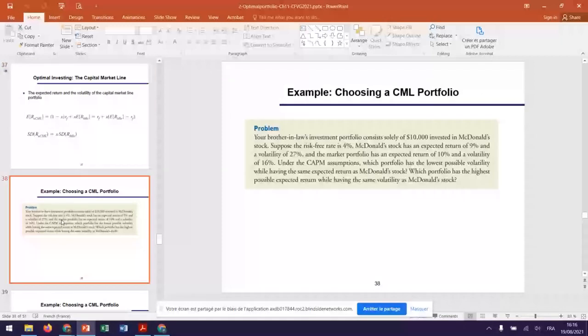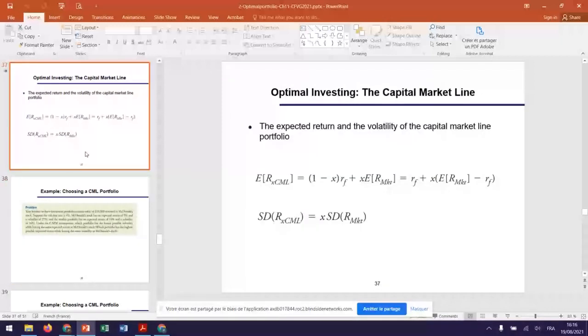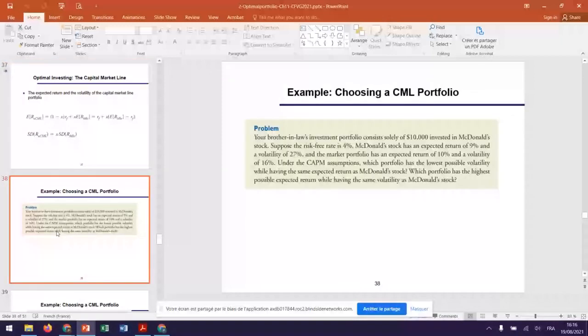Now, it's not your uncle, but your brother-in-law. You know what a brother-in-law means, right? The husband of your sister. Your brother-in-law's investment portfolio consists solely of $200,000 invested in McDonald's stock. He loves McDonald's, and he invests all his money in the stock market in only one stock, McDonald's. You can see that your brother-in-law seems not to be the most intelligent one.